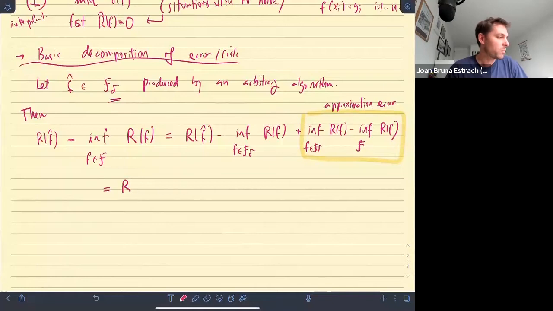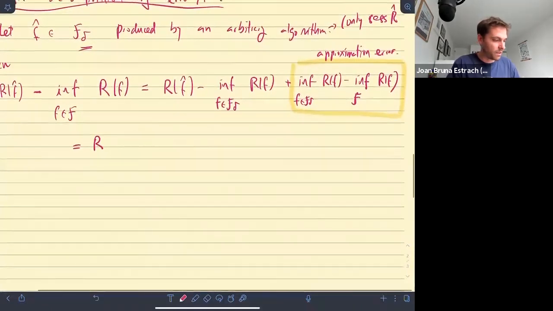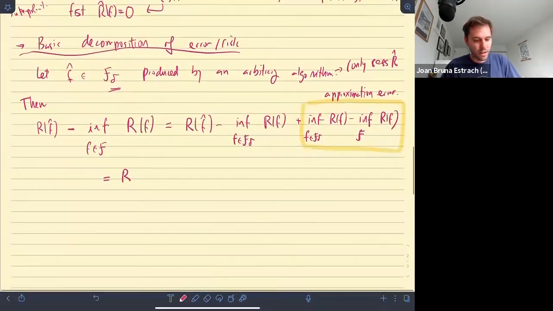Okay, so now we can keep going, and we can decompose again by trying to make apparent the algorithmic aspect of the problem. So we might want to add and subtract something that has to do with the function, right? The algorithm, of course, here only sees r hat, right? By definition, any algorithm is only going to be able to use the data that you give it, right? It cannot cheat.